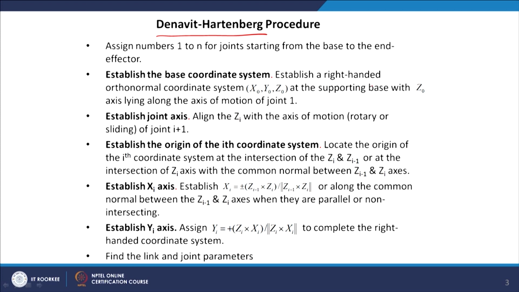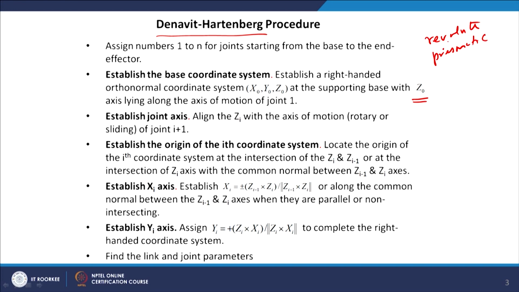First, we want to establish a right hand coordinate system at every joint. So, for the base frame, the base of the manipulator, first we assign a coordinate frame. How to assign? First thing is we have to assign the z direction of the coordinate frame. Every manipulator, as we have seen in the introductory lecture, has 2 types of joints, that is revolute or prismatic.